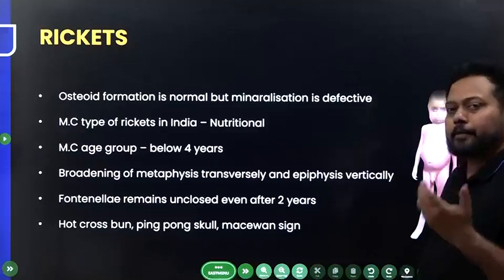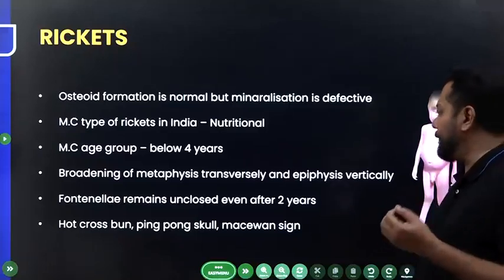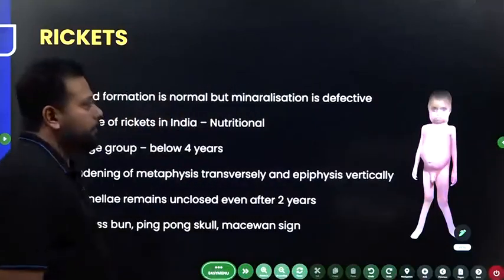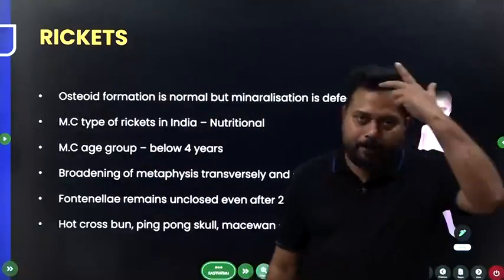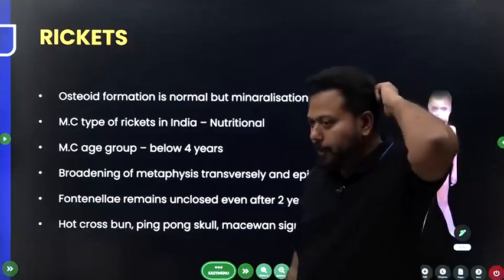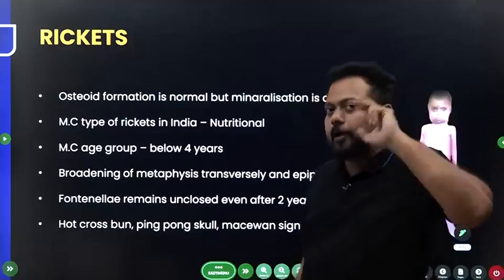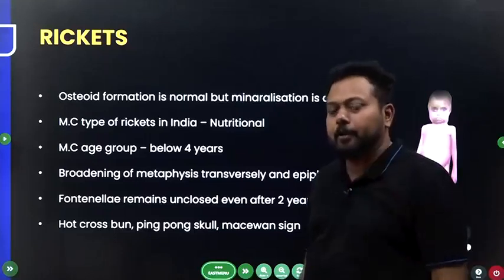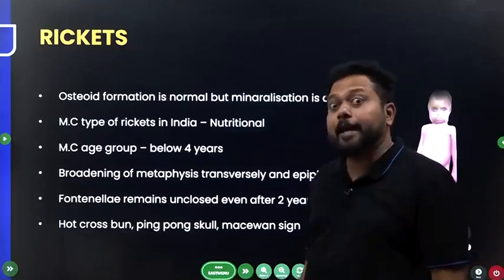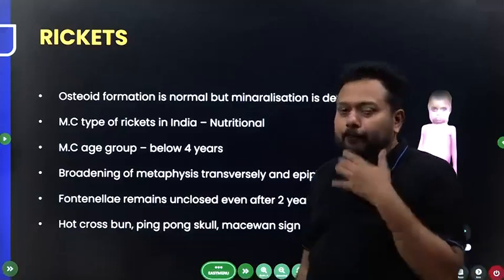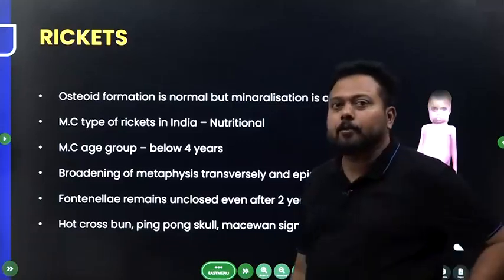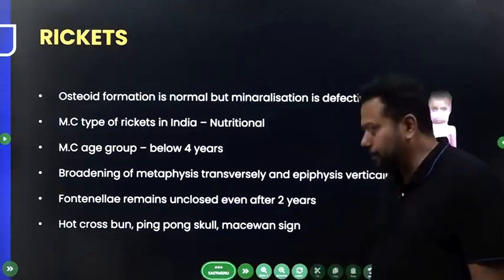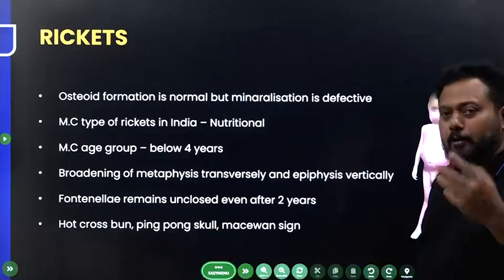Broadening of metaphysis transversely and epiphysis vertically, very classical change. And there are two fontanelles, anterior fontanelle and posterior fontanelle. Normally posterior fontanelle closes by birth, at the maximum by 6 months of age. Anterior fontanelle should get closed by 18 months of age. If you are seeing a case and the fontanelles are not closed even by 2 years, the first diagnosis is rickets. The skull changes are called hot cross bun.